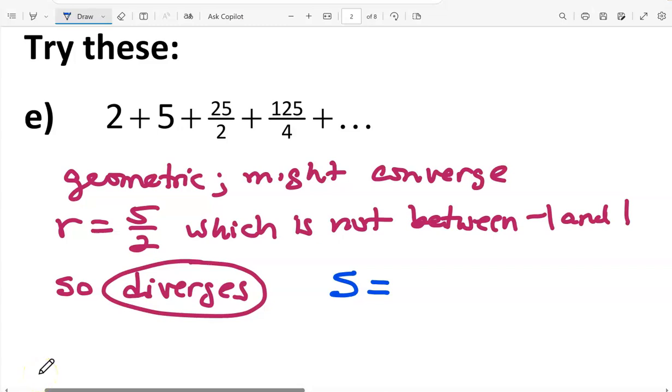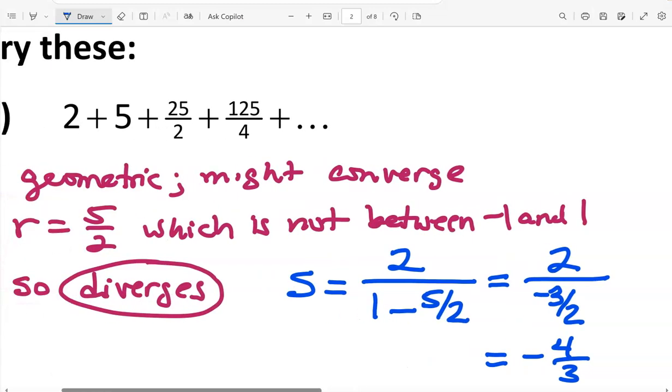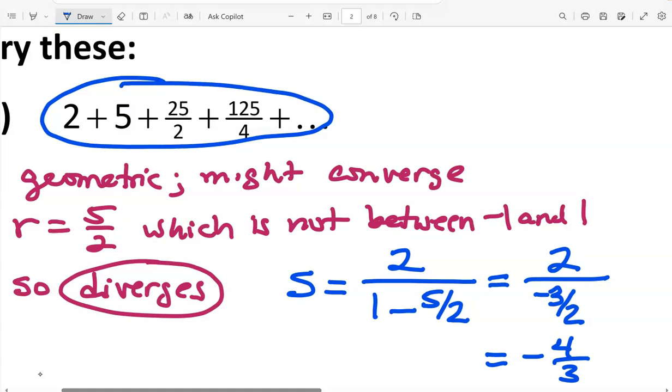So if I were to use the sum formula, the sum would be equal to the first term divided by 1 minus the common ratio, which is 5/2. This gives us a sum of 2 divided by 2/2 minus 5/2, which is -3/2. And that gives us a sum of -4/3. And -4/3 is really not a possible sum when you're adding a bunch of positive numbers together. So if we use the sum formula erroneously for a divergent series, it's going to give us a nonsense answer.